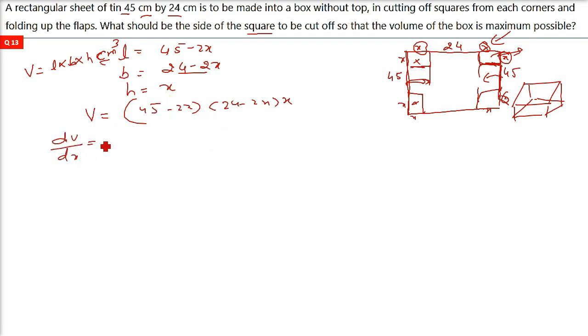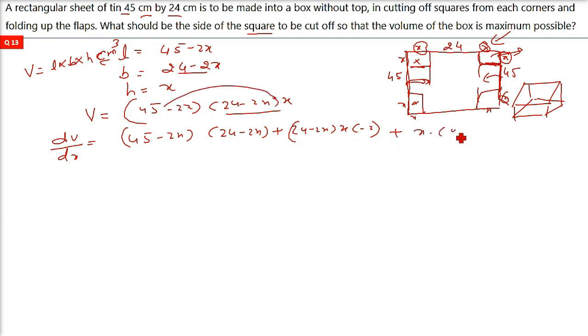So when we differentiate it, dV by dx, you can take 45 minus 2x and 24 minus 2x, then differentiate the x, that will be 1. Now keep 2 alive, that is without any change, and whichever is remaining, differentiate it. Right now I am differentiating 45 minus 2x. Negative 2 will only remain. Same thing here, 45 minus 2x and x will remain as it is, but 24 minus 2x will be differentiated, and that differentiation is going to give you negative 2. All these have come. We have to equate this to 0.